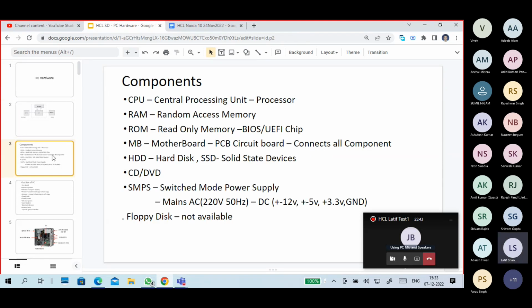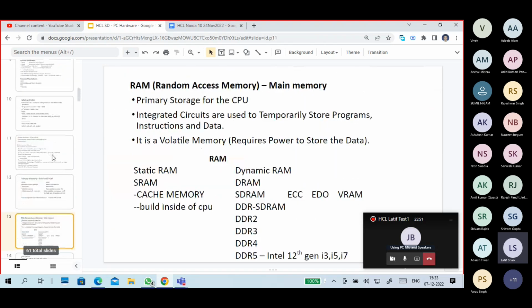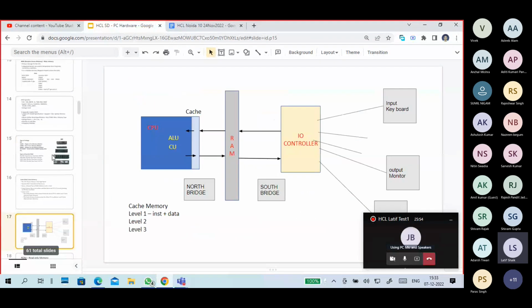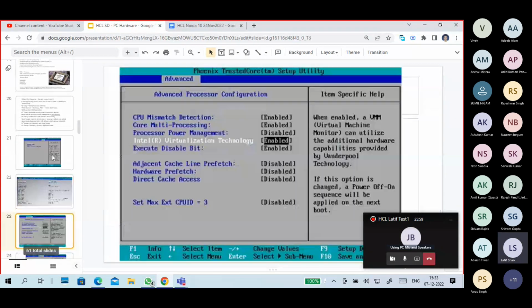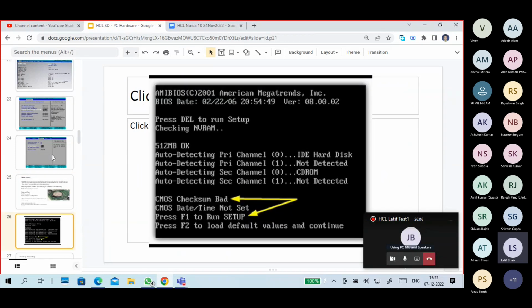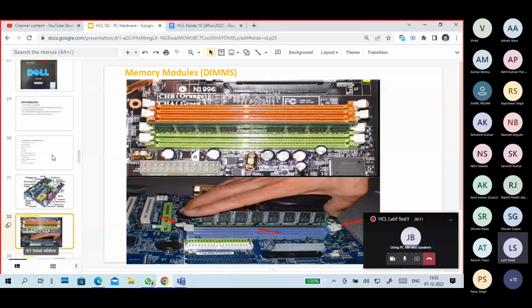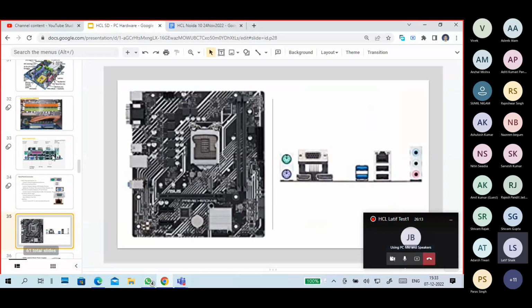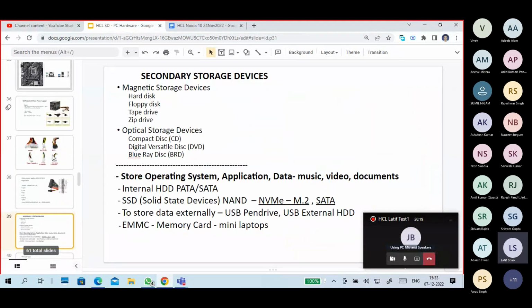We discussed different components: CPU, central processing unit, RAM, ROM. In ROM, in the sense of BIOS, what is UEFI, what is cache memory. Okay. Boot means BIOS settings. What is the importance of this CMOS battery? What is CMOS and what is CMOS battery? What is lithium battery? Okay, how to go to BIOS settings we discussed, and about motherboard components. Okay, and your SMPS also we discussed.